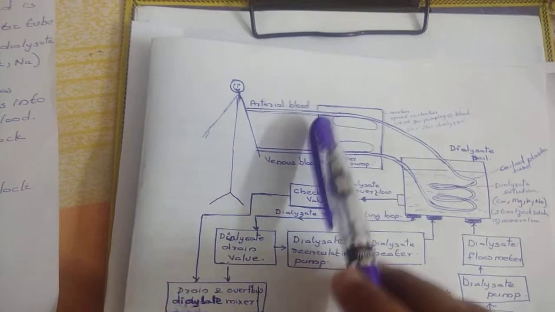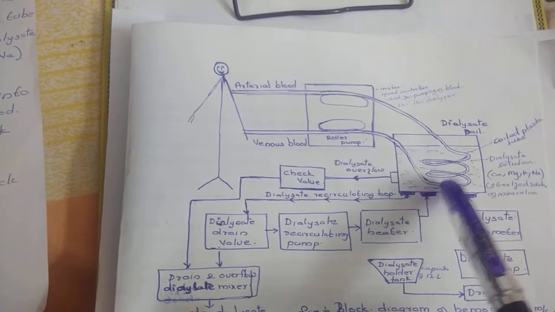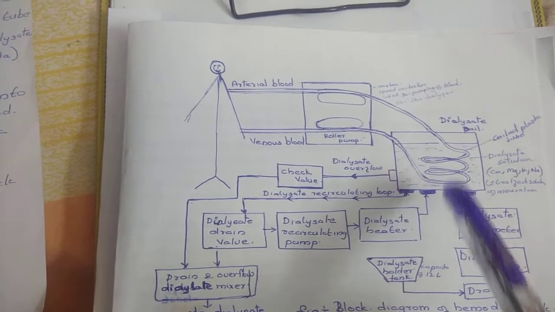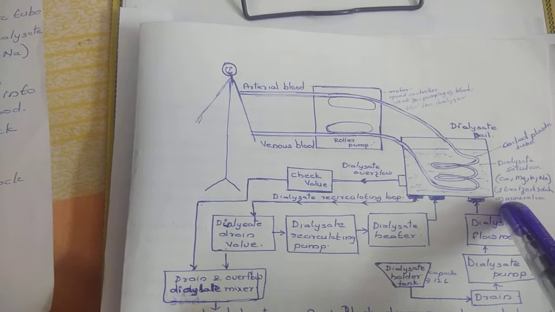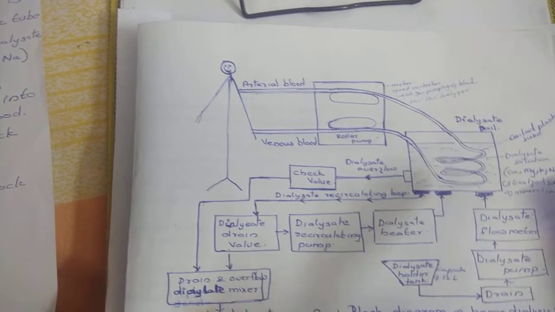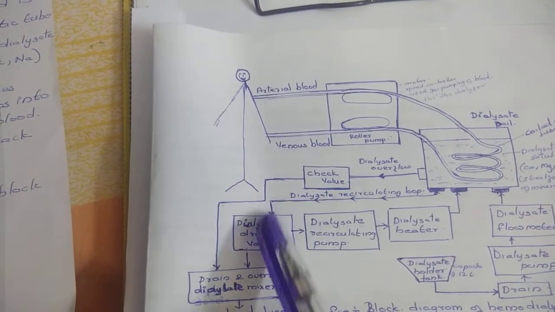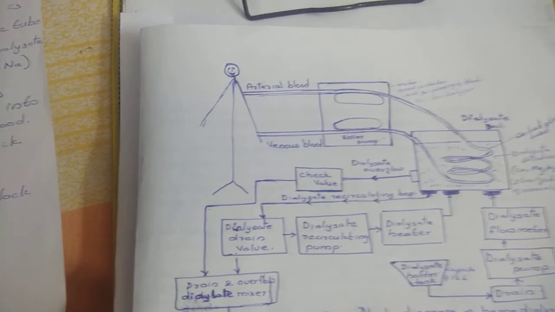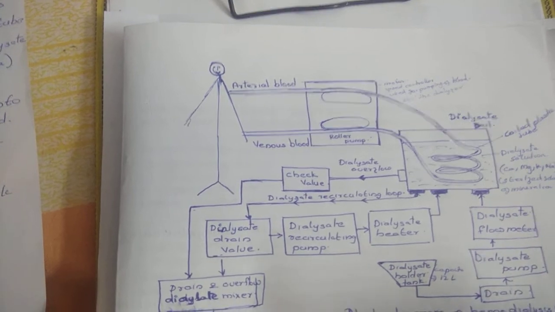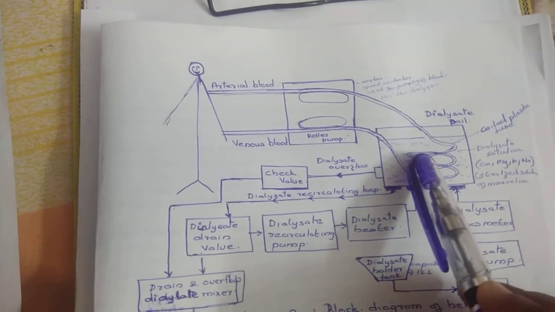The blood is being passed through the dialysis solution, and at this time the unwanted substances, urea and calcium, are being absorbed into the dialysis solution. If the dialysis solution has to be removed, it is passed through the dialysis recirculating loop to the outlet. Sometimes this dialysis solution will be recirculated after purification, after filtering and heating. It is being fed back to the tank.